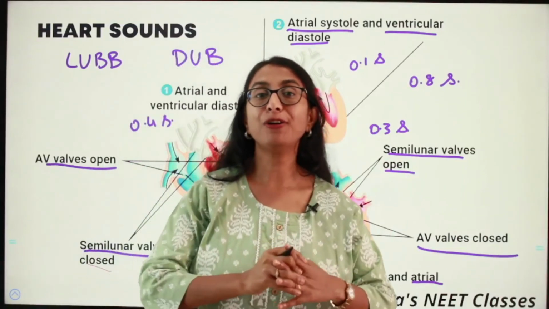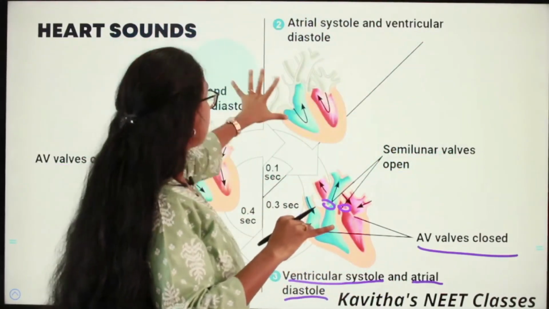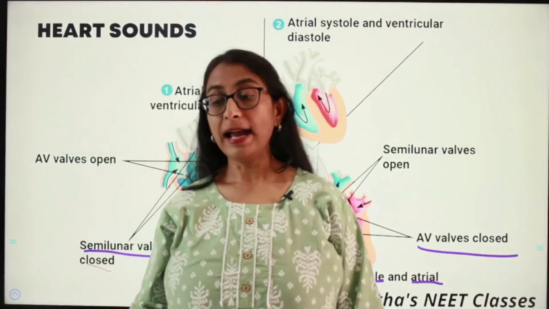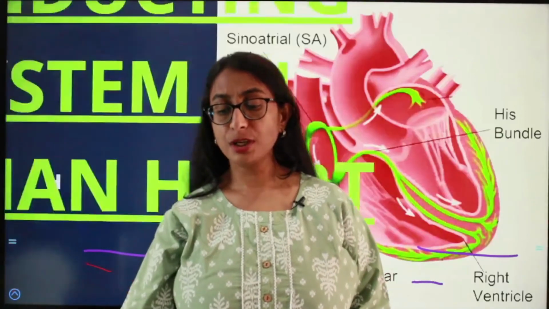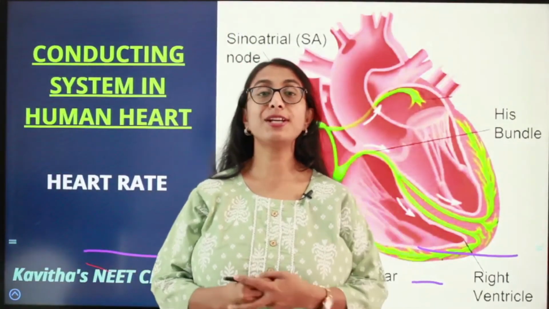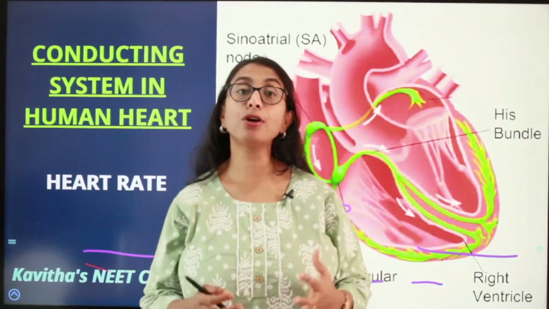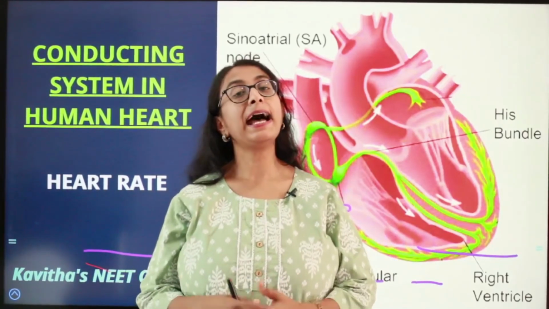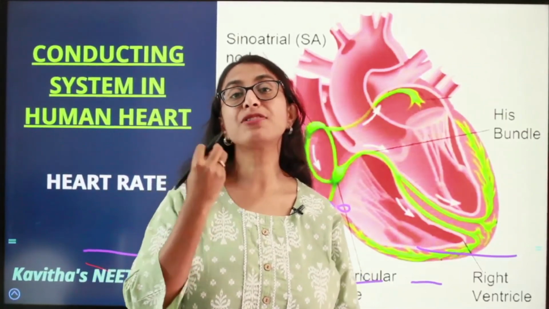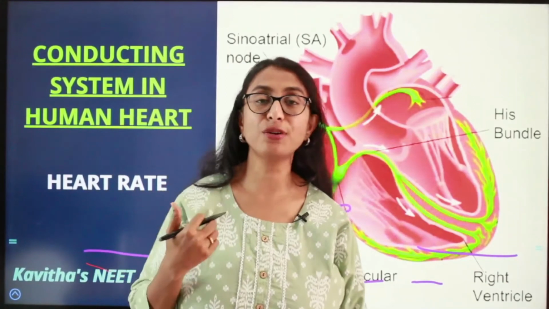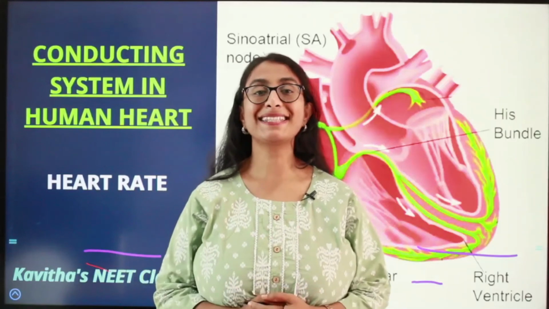I hope you understood the cardiac cycle: the atrial systole, atrial diastole, ventricular systole, and diastole. We also discussed the cardiac output. We also discussed the sinoatrial node and the atrioventricular node, how the electric impulse of the sinoatrial node brings about the contraction of the atria, and how the impulse which travels from the atrioventricular node brings about contraction of the ventricles. I hope overall you got a very good understanding of the entire conducting system in the human heart.